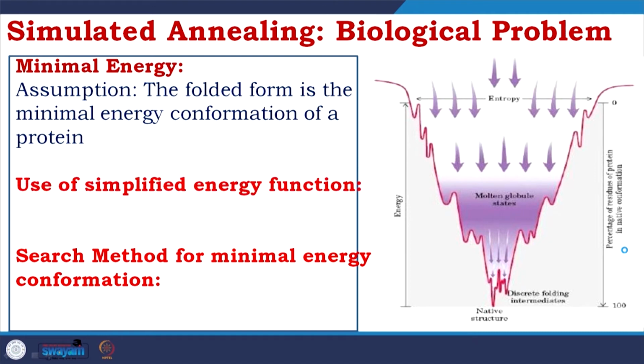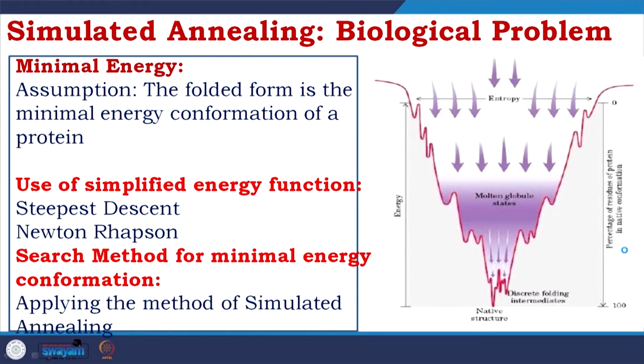We use a simplified energy function and a search method for minimal energy conformation. So, the use of simplified energy functions, which are easy and less computer intensive, are steepest descent and Newton-Raphson, and the search method for minimal energy conformation is applying the method of simulated annealing. So, we are talking about it, but what exactly is happening? I always try to give an example.